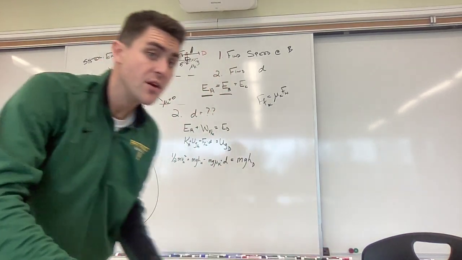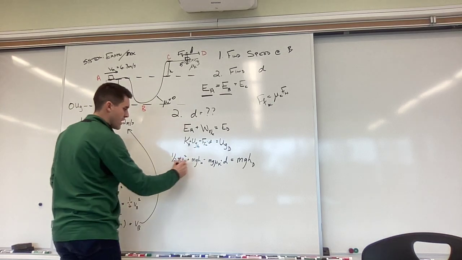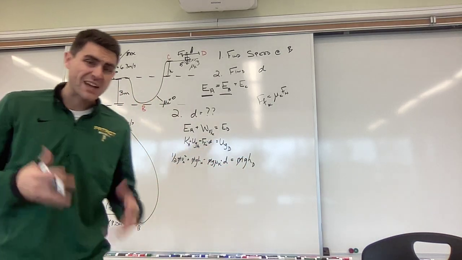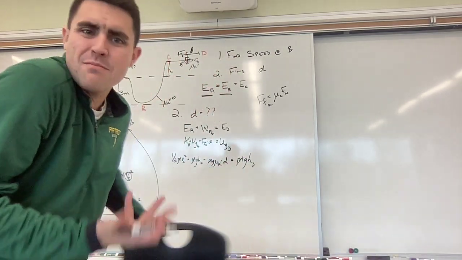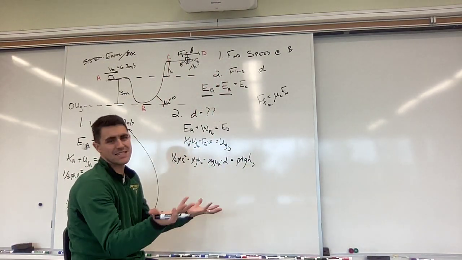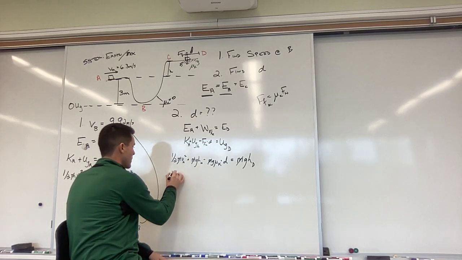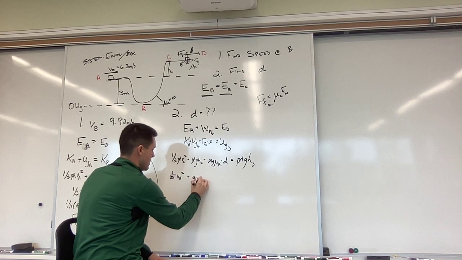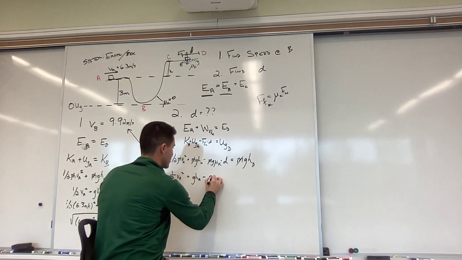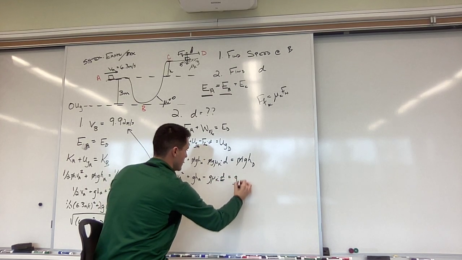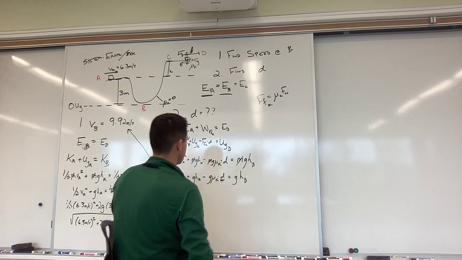What I notice again here is that all of these terms have mass in them. I can remove those masses. Apparently mass does not impact this final answer. It does not impact the distance this thing takes to stop. So one half speed at A squared plus g times the height at A, minus g times the coefficient of kinetic friction times that distance value I'm solving for, is equal to g times the height at D.